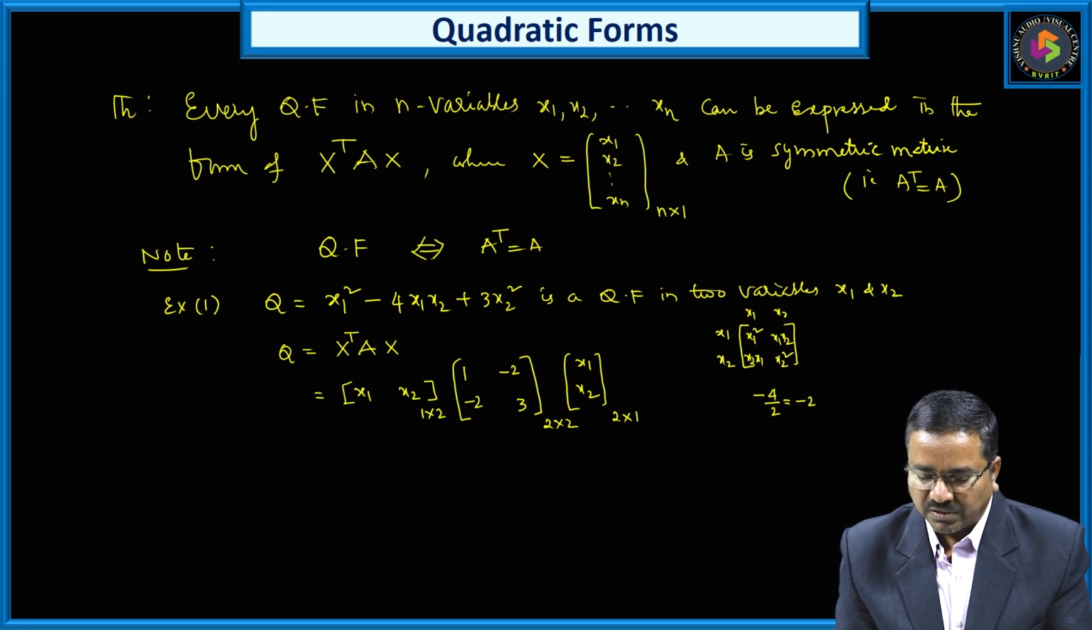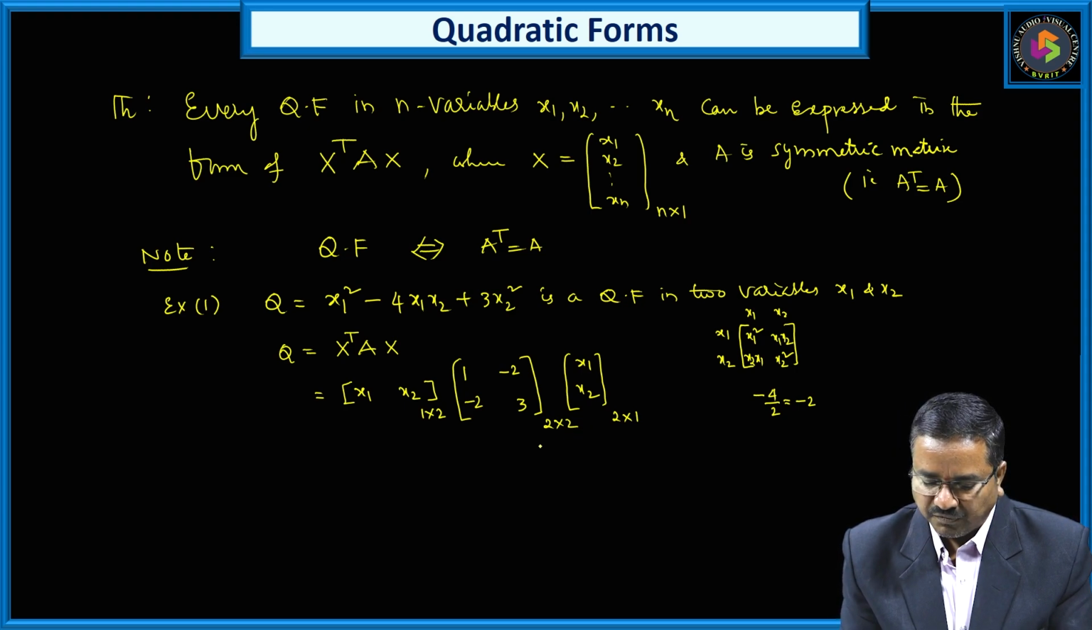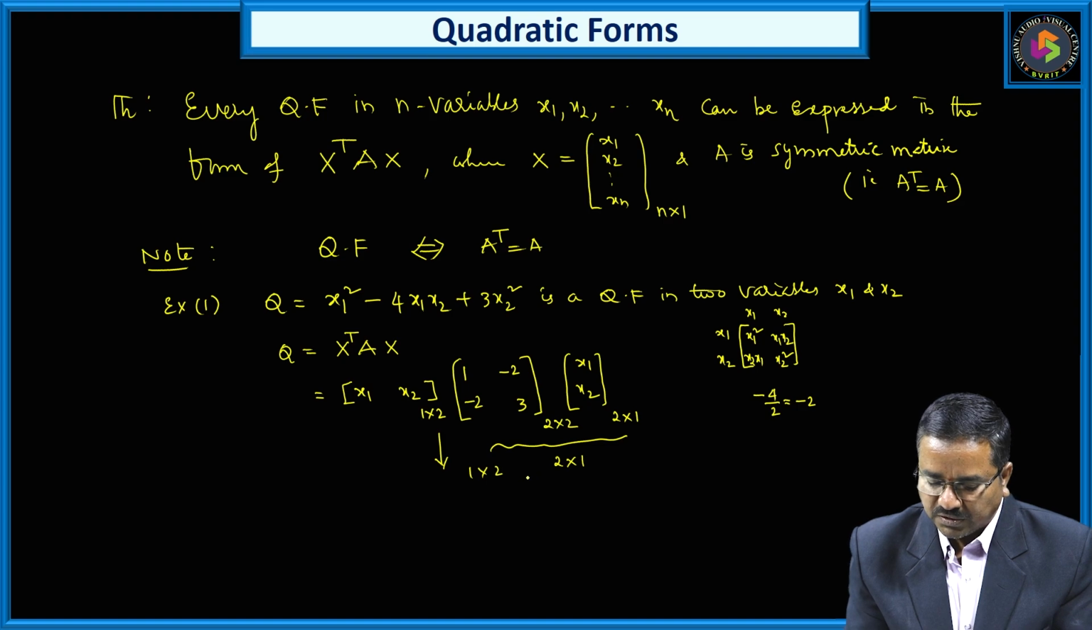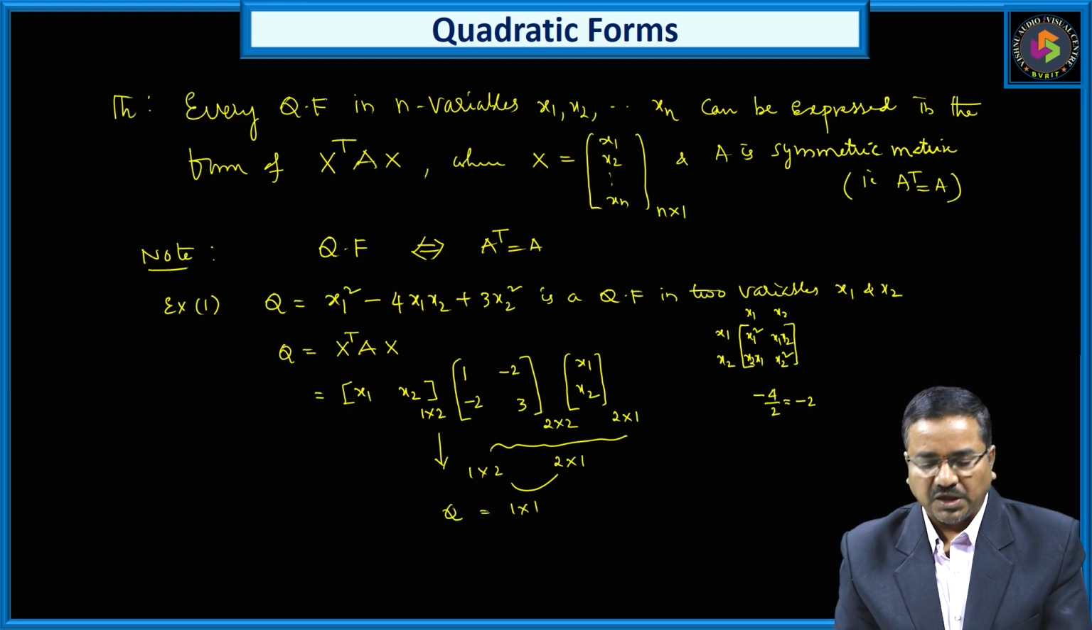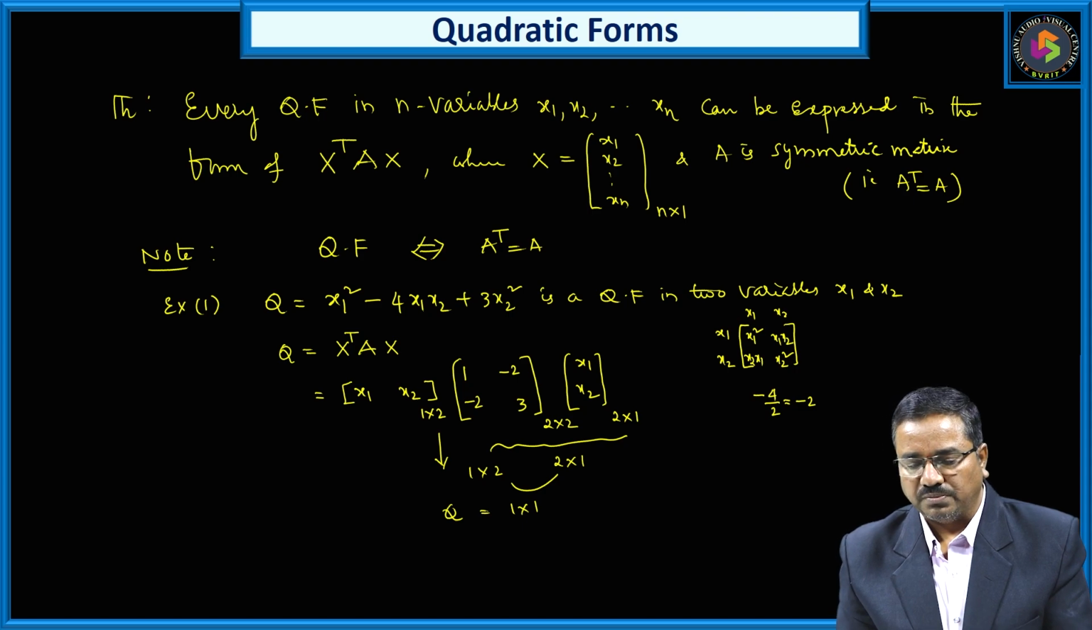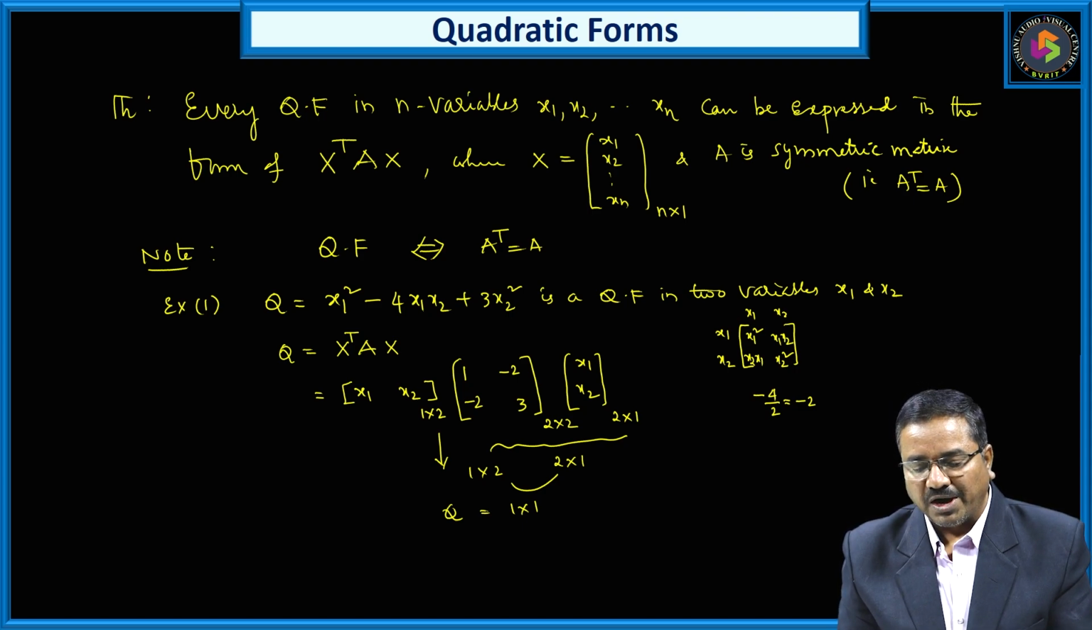Then how will it look? Suppose you multiply, what will you get? If you multiply this, 2 by 2 and 2 by 1, we will get the 2 by 1. Now here, from this, 1 by 2. Now if you multiply this, what will we get? 1 by 1. So 1 by 1 is nothing but the quadratic form. Even if you multiply, you will get the same quadratic form. So therefore, this is the way of writing a quadratic form in matrix form.